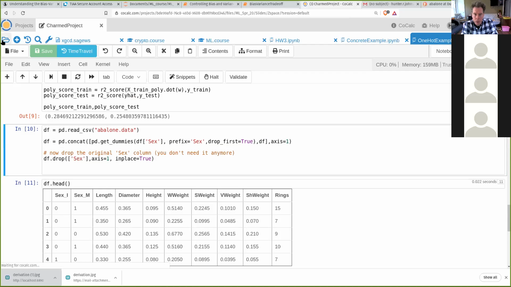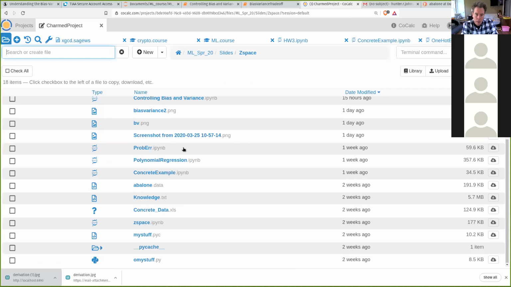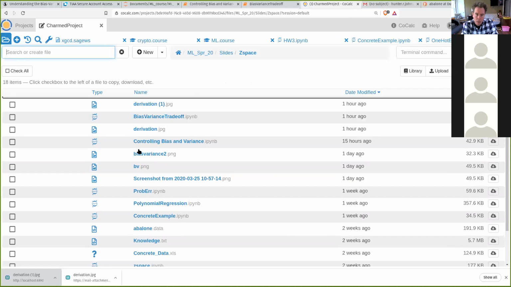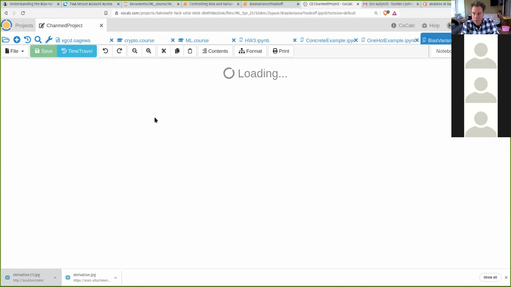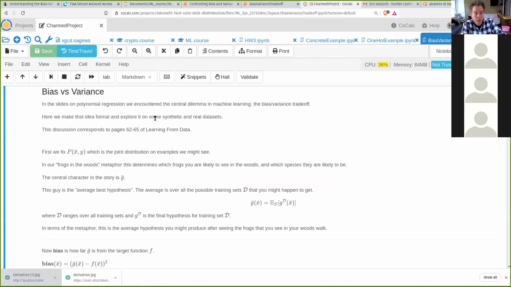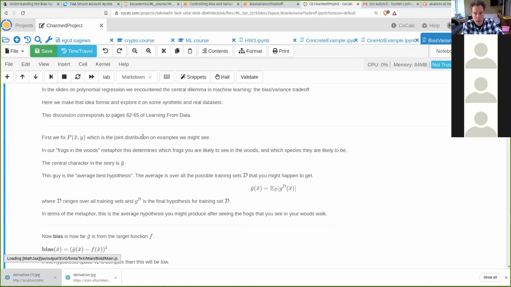So let's go to the next one. Which one were we supposed to do first? Bias and variance, the bias-variance trade-off. Okay, so this one is a little bit wordy. This stuff is all on pages 62 through 65 of the textbook if you want to go through it a little bit more slowly, because it is kind of math heavy.